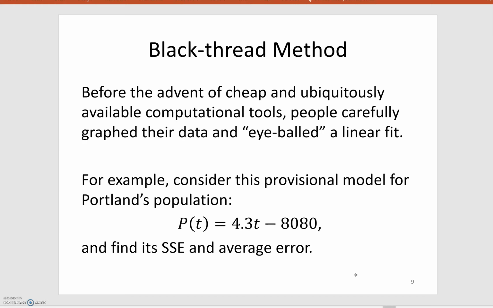One way to get a model, and this is the older way, is called the black thread method. The black thread method was used before we had cheap computers and calculators. Basically, you would graph the data and eyeball a linear fit, trying to get about half the data above and half the data below.